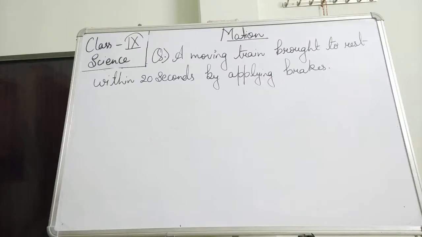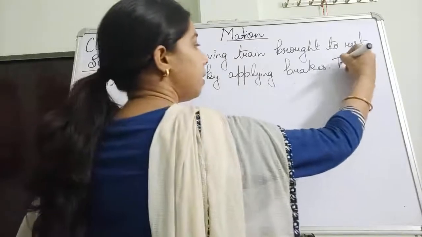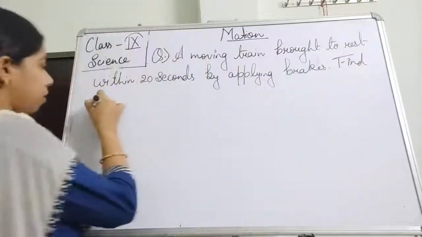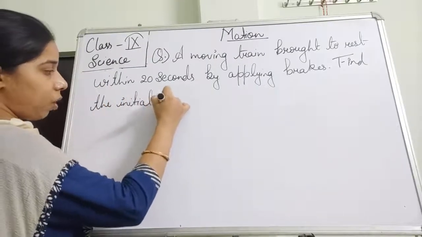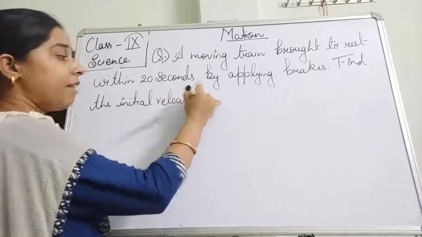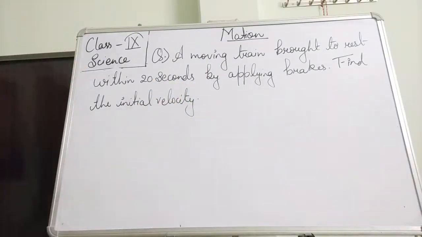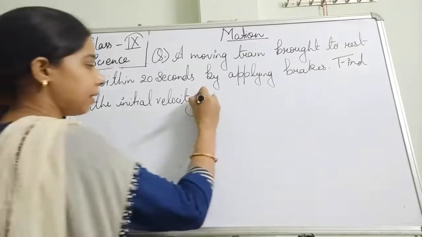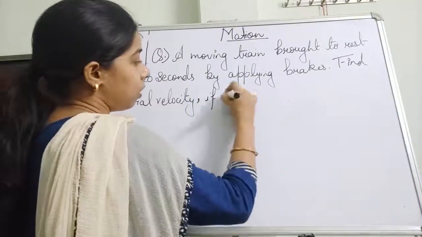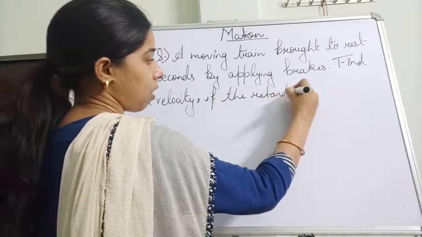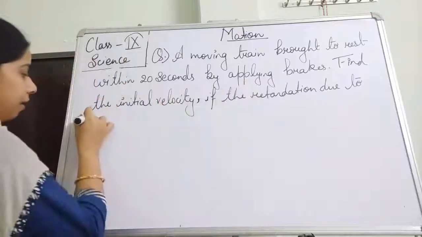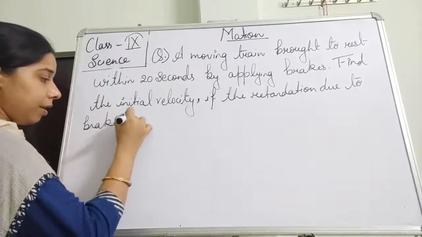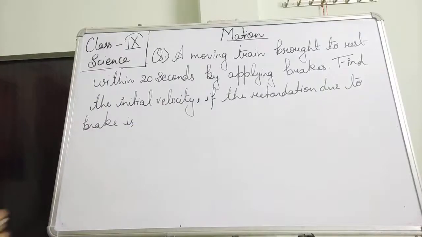Find the initial velocity, and if the retardation due to brake is 2 meter per second square.